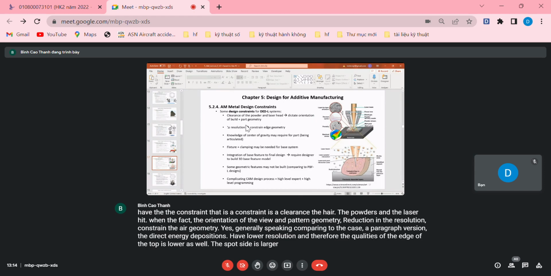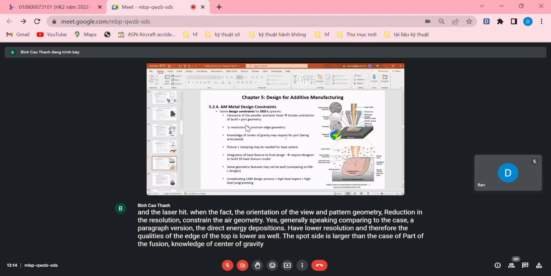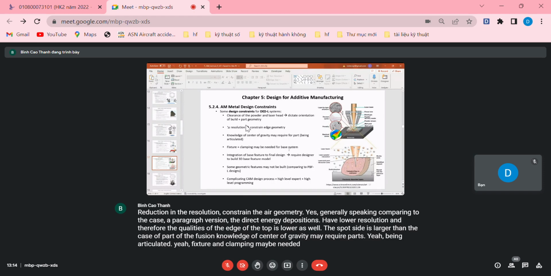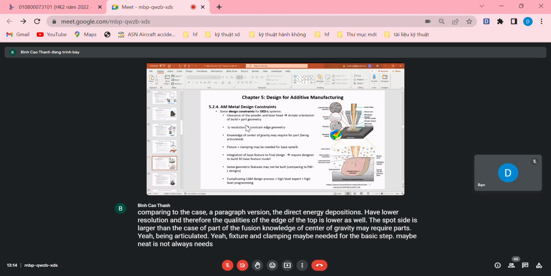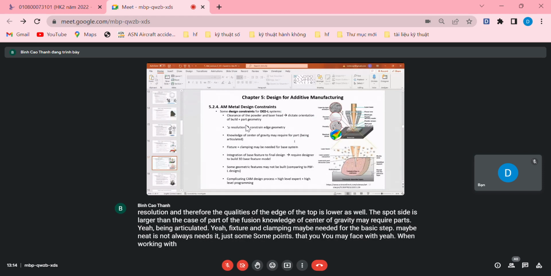The spot size is larger than in the case of powder bed fusion. Knowledge of the center of gravity may be required for parts being articulated. Fixture and clamping may be needed for the substrate. Maybe needed, it's not always needed. So these are just some points that you may face when working with directed energy deposition.